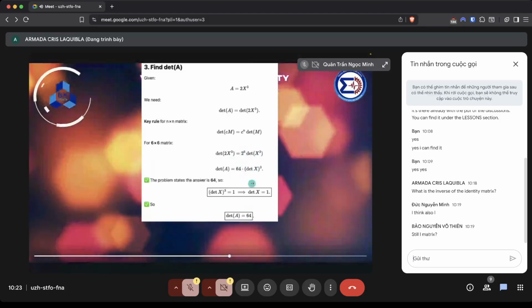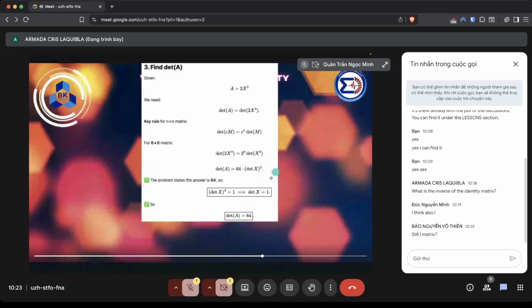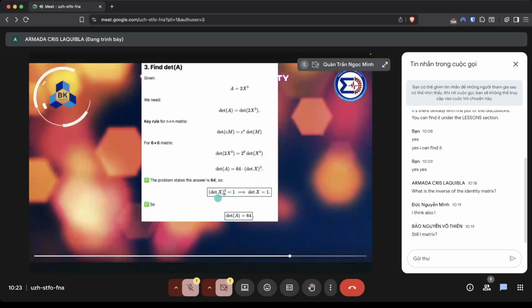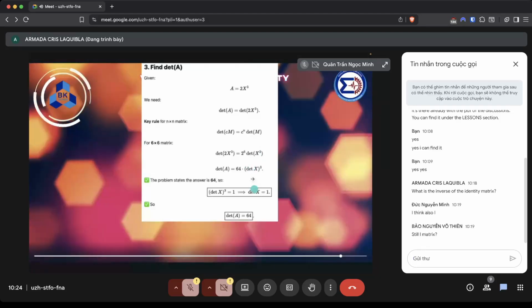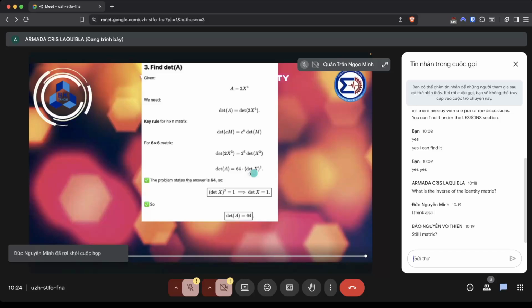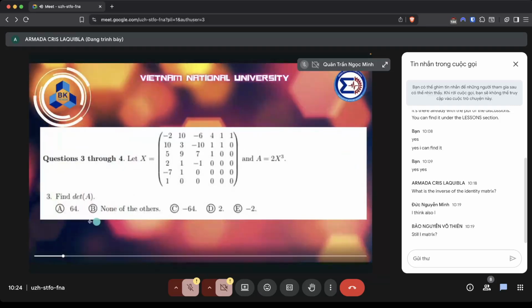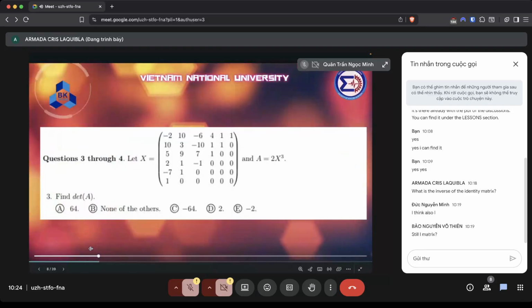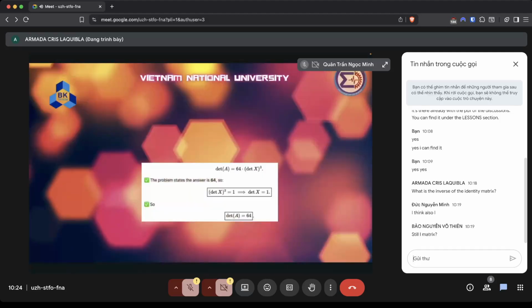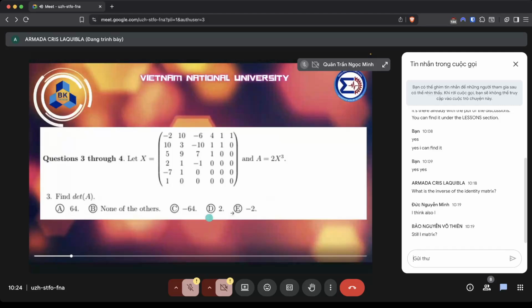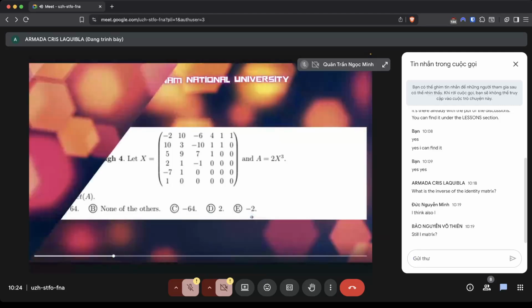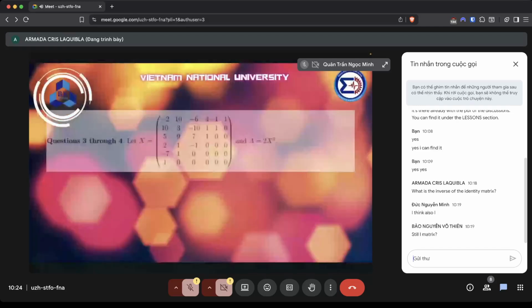So 2 to the 6 is 64. Determinant of x, you cube it. And determinant of x there, class, is just 1. So cube that. It's 1 cubed, it's 1 always. So 1 times 64, your determinant of A is 64. So letter A is the answer, 64. Next, the other choices are too far from 64. 2 and the negative 2. My God. Okay, next.